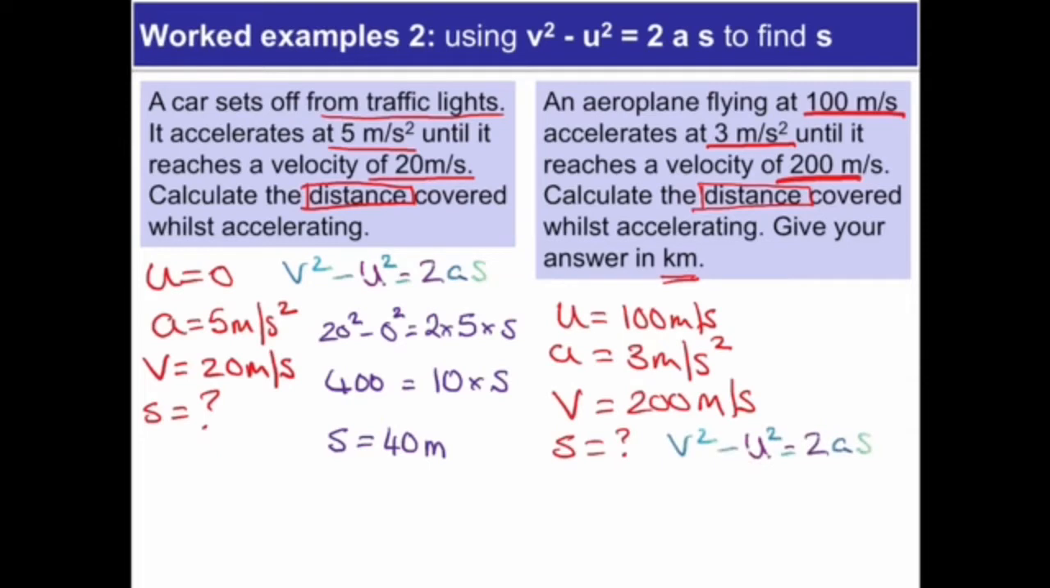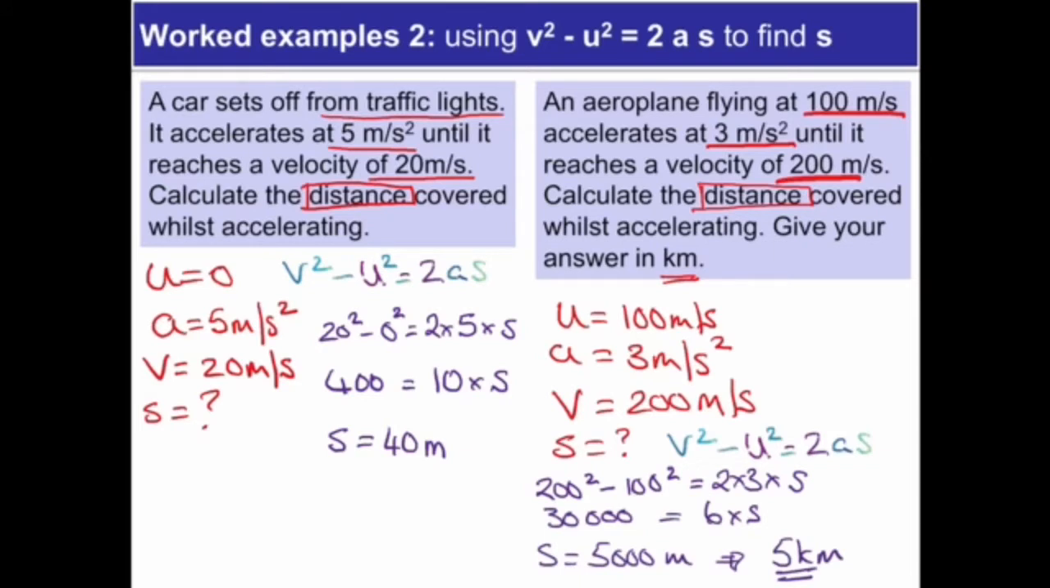All right, start with the equation every time. Substitute what you know. So we get 200 squared minus 100 squared is 2 times 3 times s. Work out what you can. So 200 squared minus 100 squared is 30,000. 2 times 3 is 6. So 30,000 equals 6 times s. So s must be 5,000 metres, 30,000 divided by 6, which is 5 kilometres. If you'd left your answer as 5,000 metres, you would lose a mark.